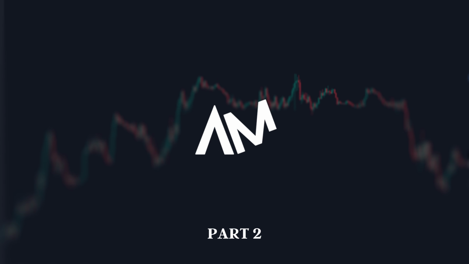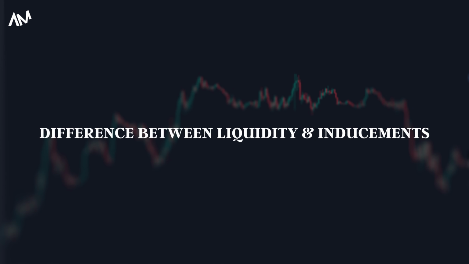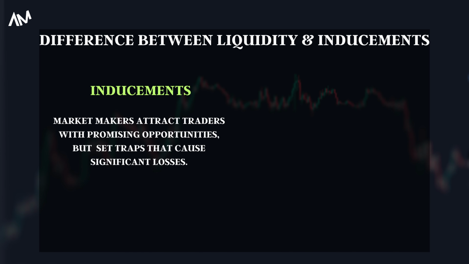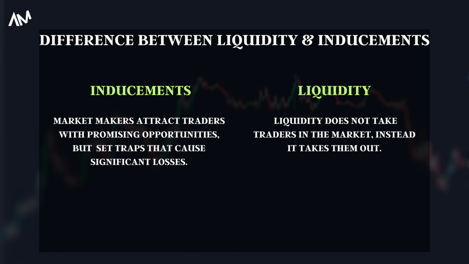Before we dive into identifying liquidity and inducement traps, it's important to first understand the difference between liquidity and inducements. The terms liquidity and inducement refer to two different ways in which market makers can influence traders' decisions. Inducement is a tactic used by market makers to entice traders into the market by making it seem like a good opportunity. Once traders enter the market, they may fall into traps that the market makers have already set up, which can result in significant losses. Unlike inducement, liquidity does not take traders in the market, instead it takes them out.